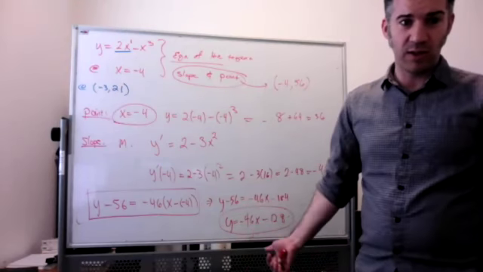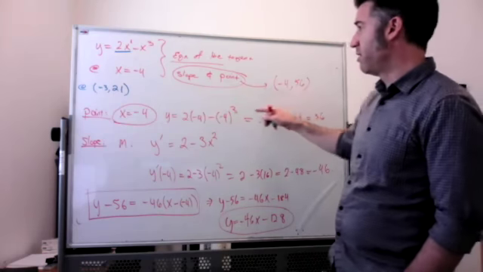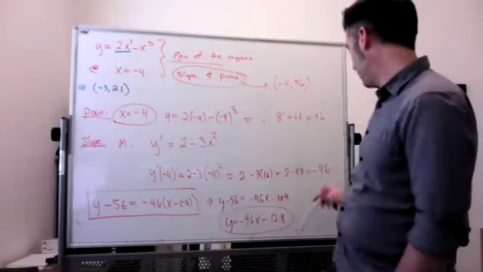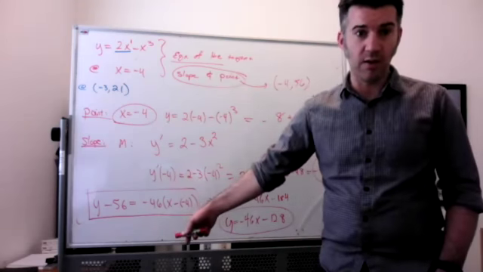So that's how we would do a question like this. Find the point, find the slope, and then throw them into the equation of the line formula.